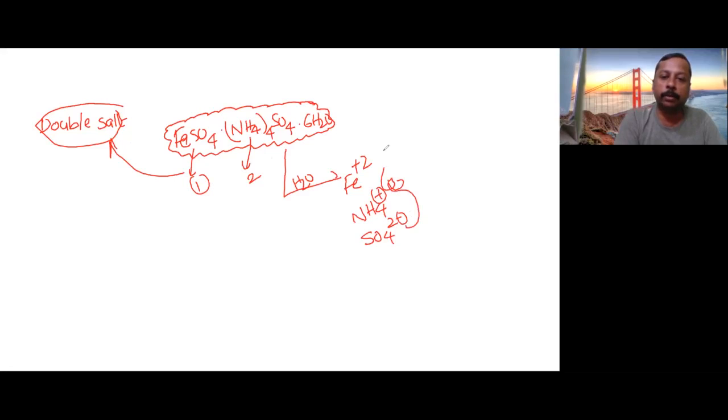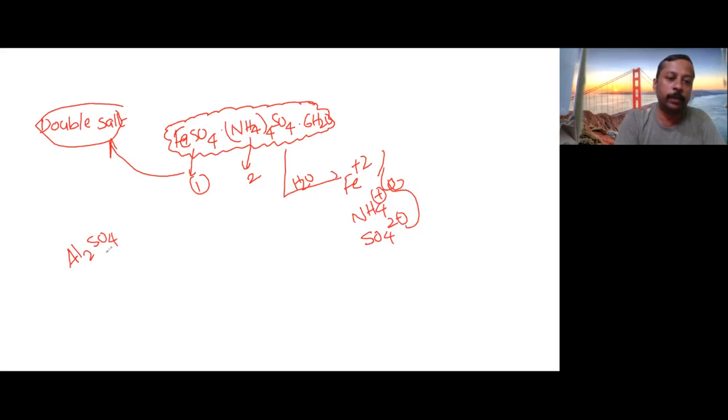That is the advantage of double salt. Double salt will give the positive test for all ions present in it. Is it understood? In the same way, we can take another example, Al2(SO4)3.